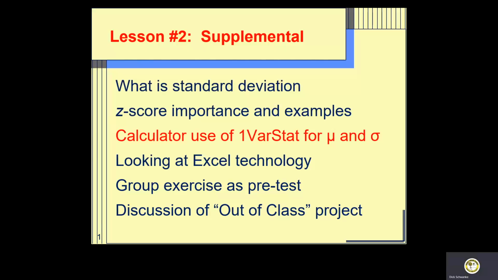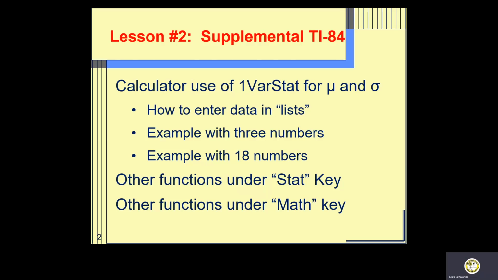The purpose of this video is to take a look at how to use the Texas Instruments TI-83/84 series of calculators to get the values for mean and standard deviation using the function 1-Var Stats. We want to show how to get the data entered in the list. I'm going to do an example with some numbers and we can see how that all works out.